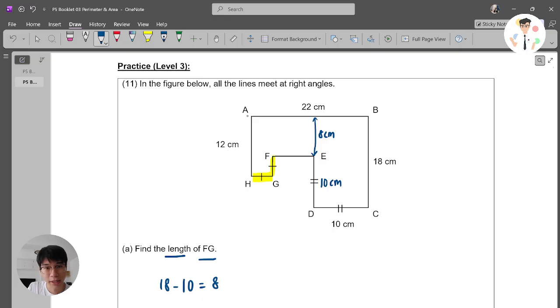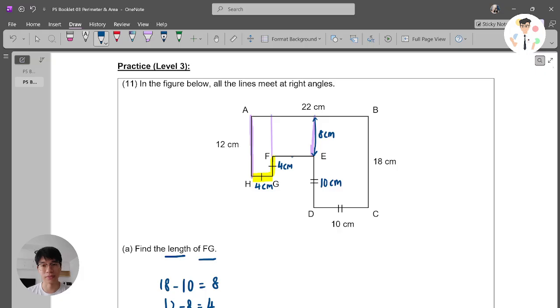Now I notice one thing. Look at here, let me just highlight. If A to H is 12 cm, and here to here is 8 cm, how do I find this yellow color part? Basically 12 minus 8, which is 4 cm. So here is actually 4 cm. That's it, and I got it.